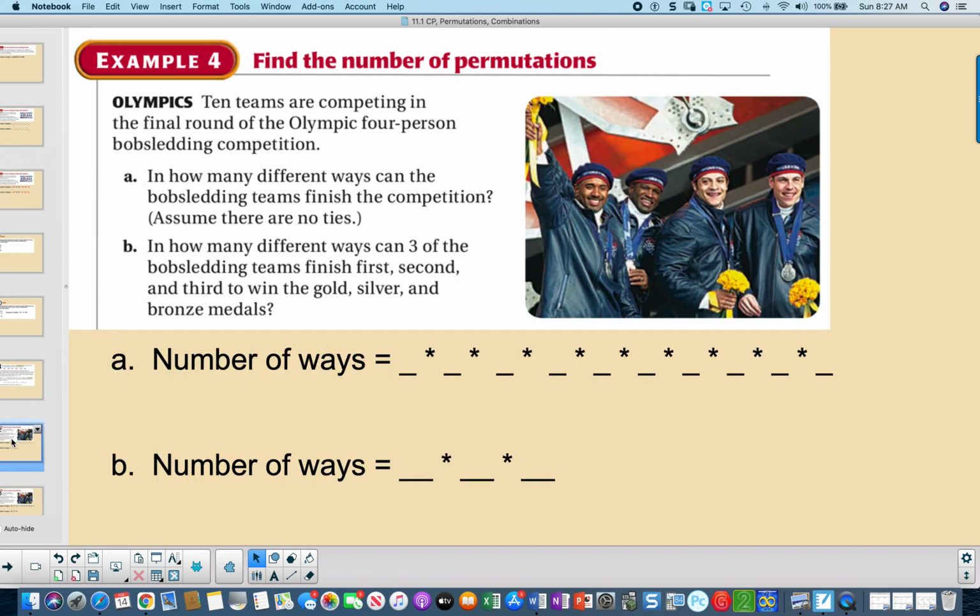All right, let's take a look at this: 10 teams are competing in the final round of the Olympic 4-person bobsledding team. Okay, how many different ways can the bobsledding teams finish the competitions? Remember, there's 10 teams. And B is, how many different ways can we get a first, second, and third, gold, silver, and bronze medals?